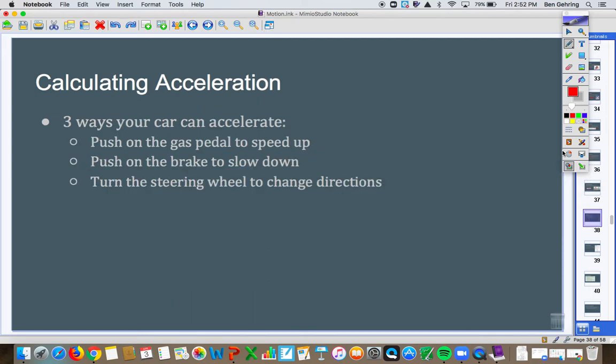But before we do that, I just want to remind you there are 3 ways you can accelerate. 1, you can push on the gas pedal, you can speed up. 2, you can push on the brake and you can slow down. Or 3, you can turn the steering wheel and you can change directions. So the 3 ways you can accelerate are to speed up, to slow down, or turn.